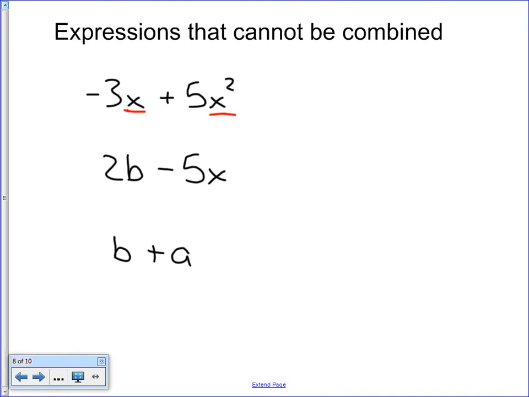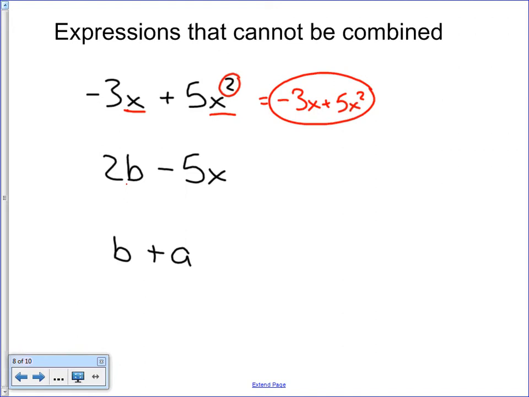You kind of want to be picky about these. They have to be exactly the same for them to be like terms and for them to combine. This one can't combine because one's an x squared. Even if it's just an exponent, they are different. You cannot combine them together. So we'll just leave that as negative 3x plus 5x squared. It's already as simplified as it can be.